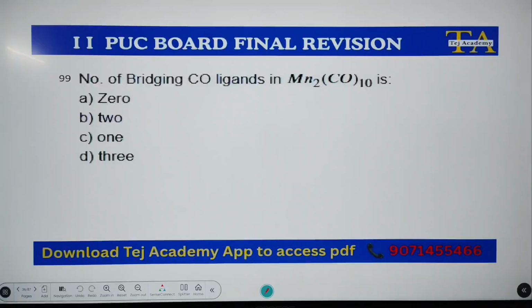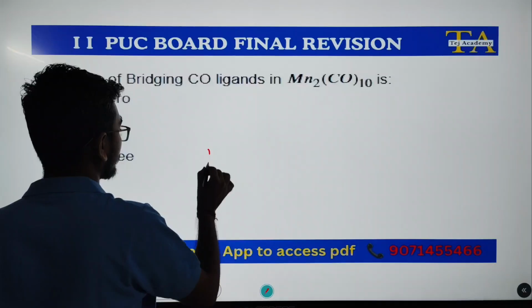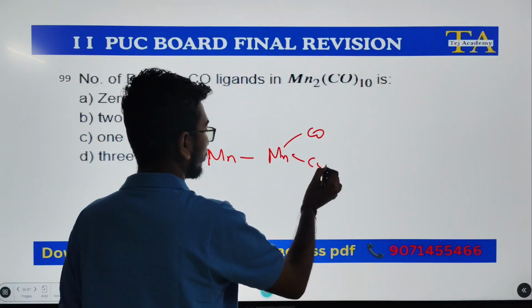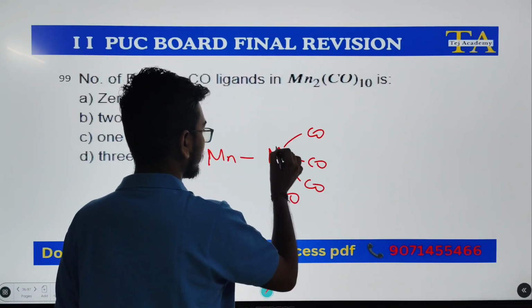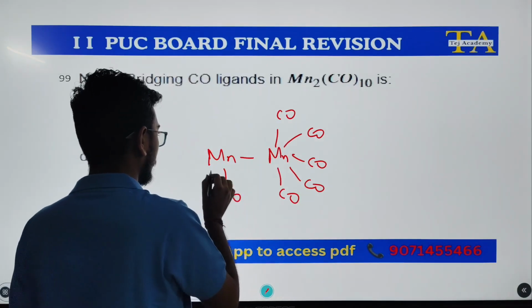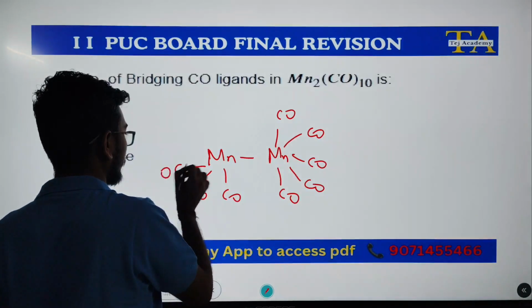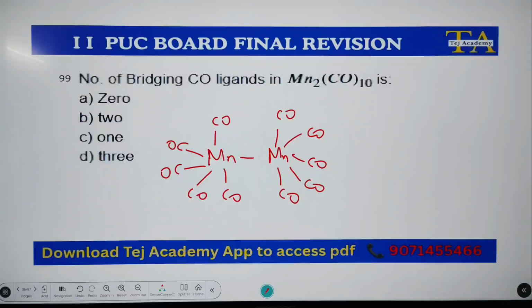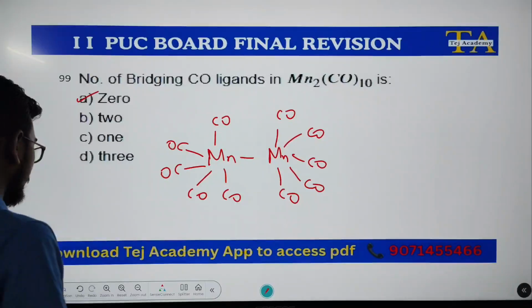Number of bridging carbon monoxide ligands in Mn2(CO)10. So how many carbonyl compounds are there? Bridging 0. So Mn: 1, 2, 3, 4, 5. 1, 2, 3, 4, 5. So there is no carbon monoxide bridging, so 0. Option A is the right answer. Yes.